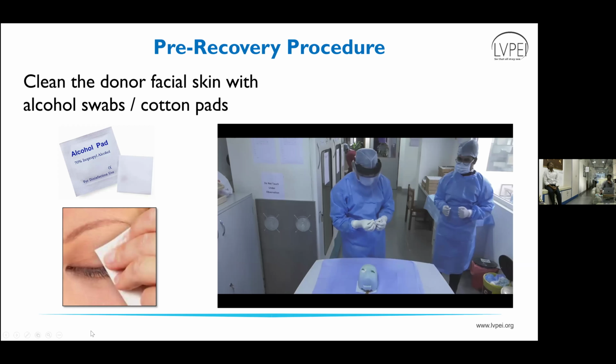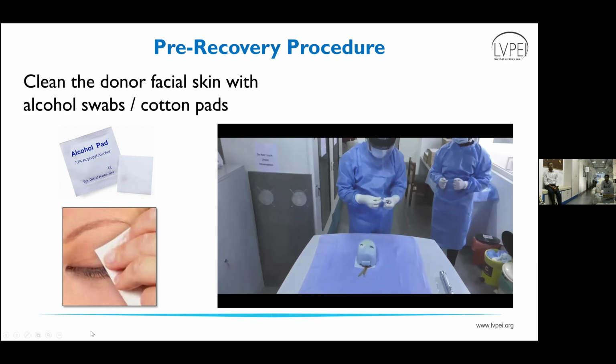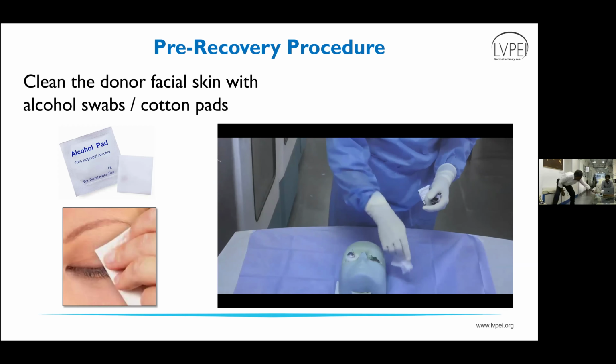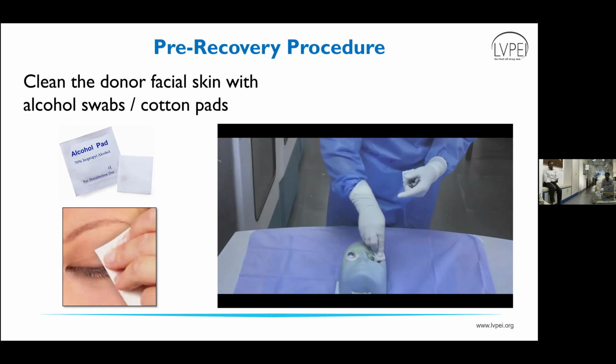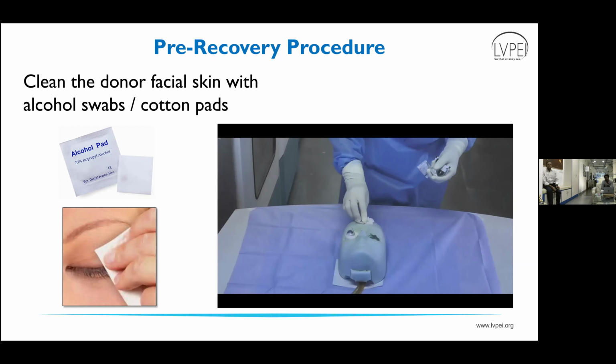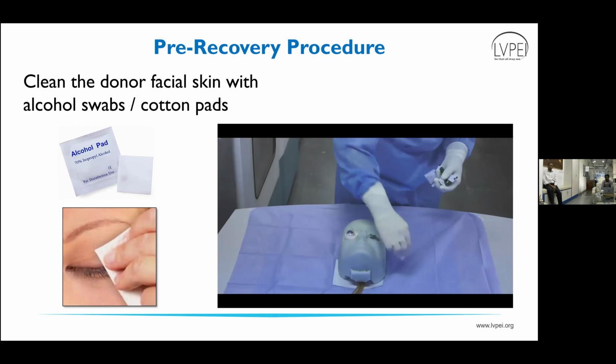Okay. So as shown in the video, take an alcohol wipe and first clean over the eye, and then go to the peripheral area of the eye. Once you thoroughly clean over the eye, you should not come back to the eye.